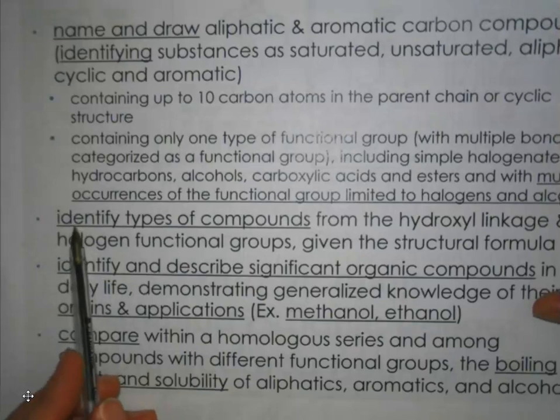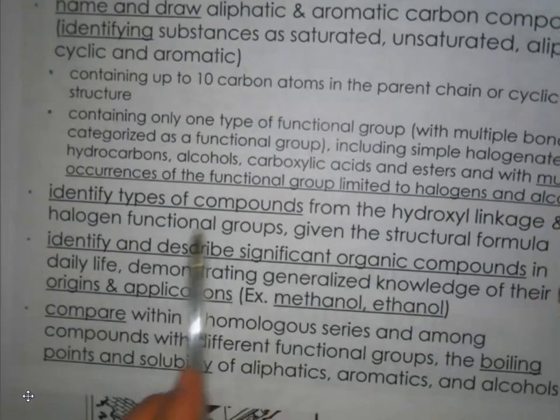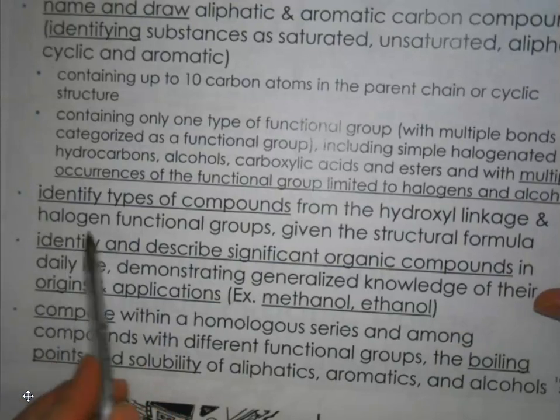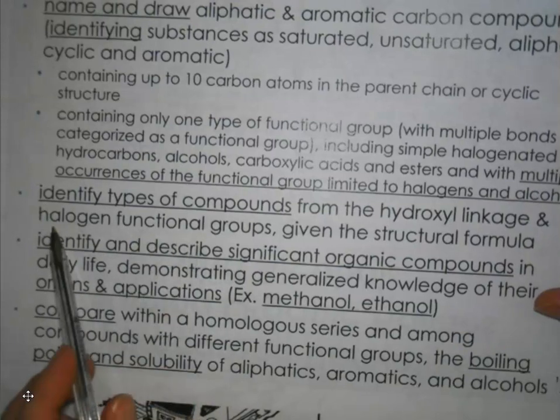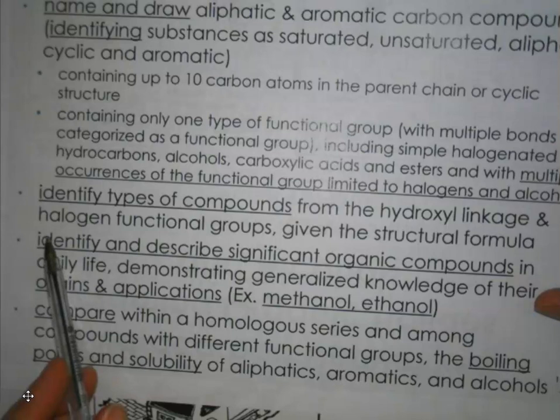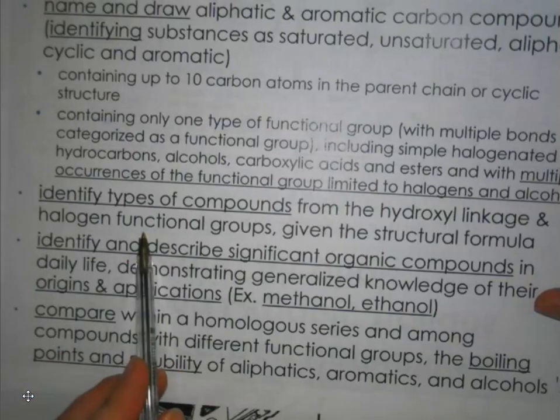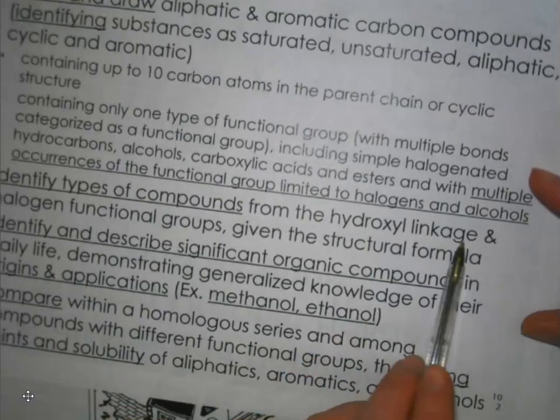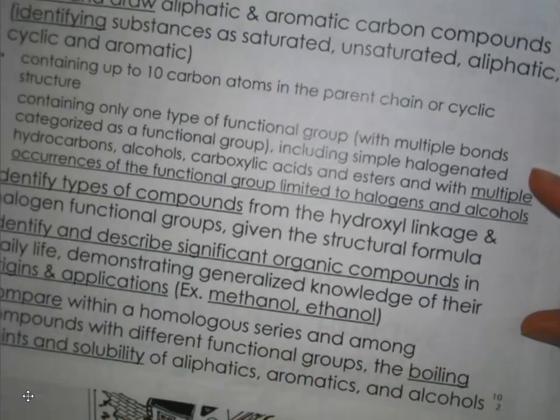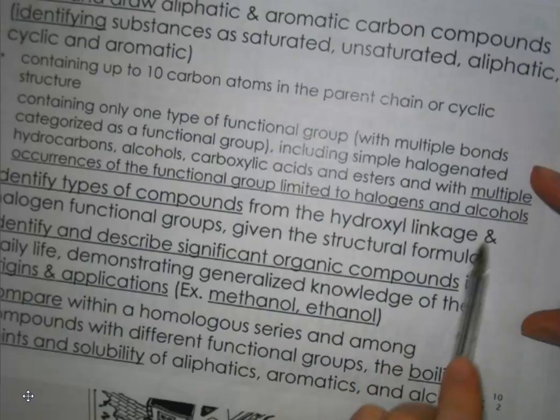You also need to be able to identify the types of compounds. The halogen functional group is going to help. When you see a halogen attached to a hydrocarbon, you're going to know that you're dealing with an organic halide because of that halogen. And same thing with the hydroxyl linkage. This is for alcohol, so we'll look more in detail at that later. But basically, you do have to be able to identify that something is an alcohol because it has that hydroxyl group.